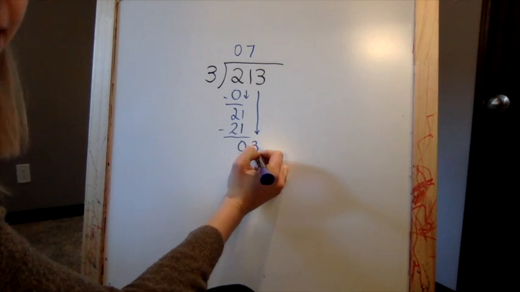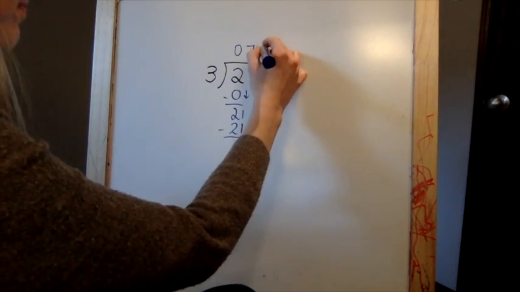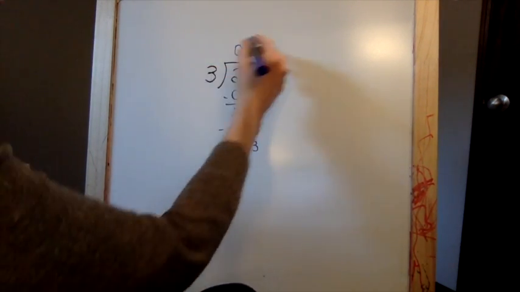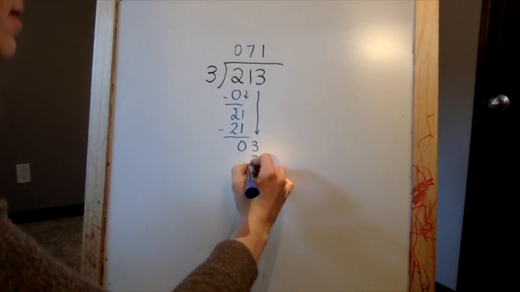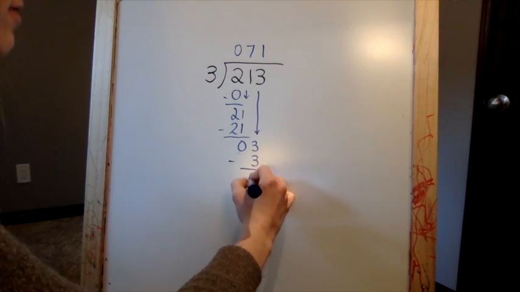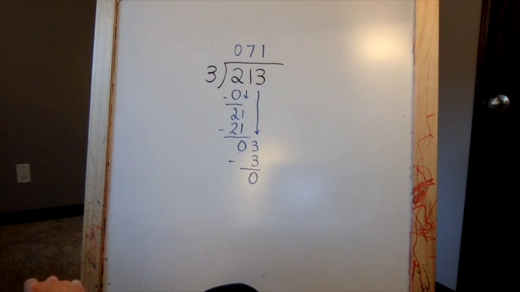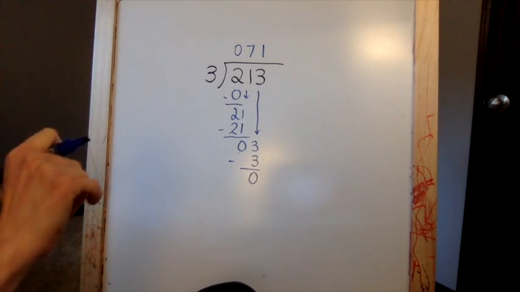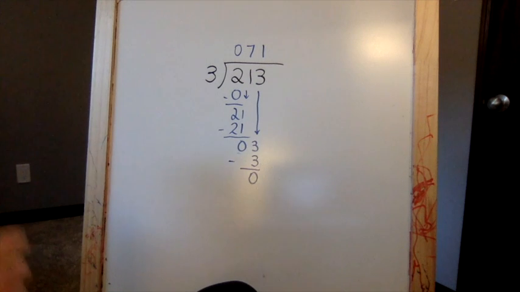3 goes into 3 one time. So 3 times 1, just practicing those steps, guys. Subtract to find a difference of 0. Okay, that's all you're doing. Difference of 0.